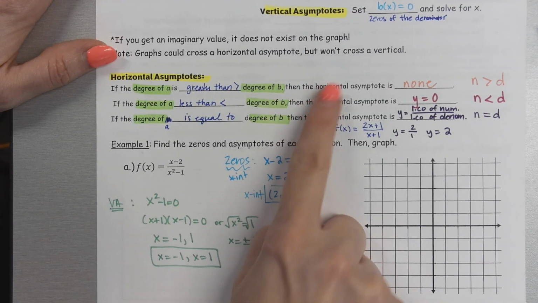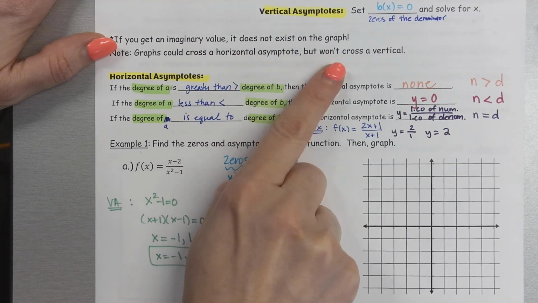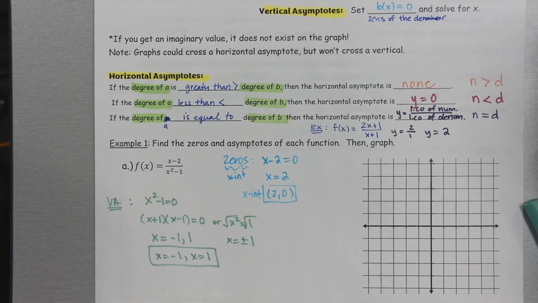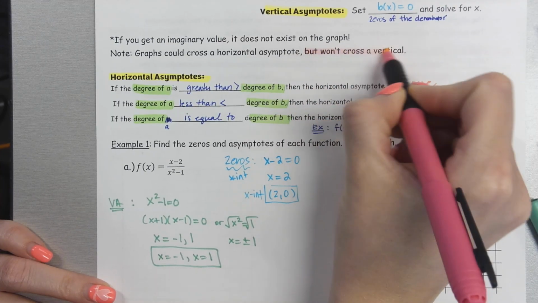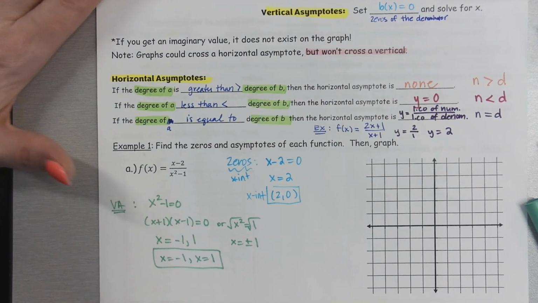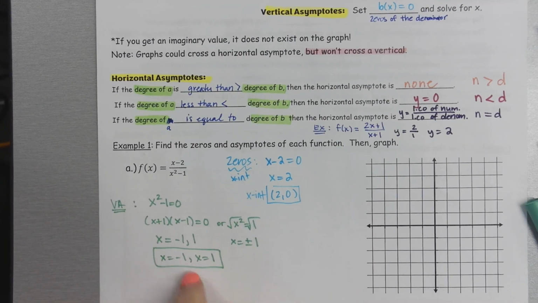Now, something that I wrote up here is that graphs can cross a horizontal, but they won't cross a vertical. In the ones we did before, the reciprocal functions, they don't cross either. But now we see that they are not going to cross a vertical asymptote. So it's not going to cross those.